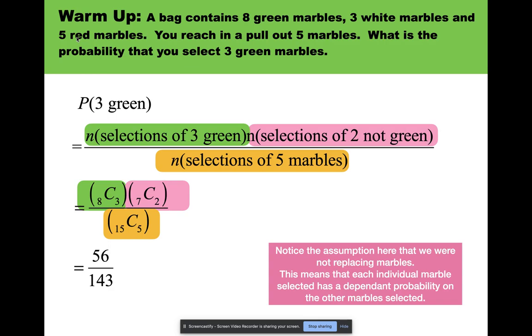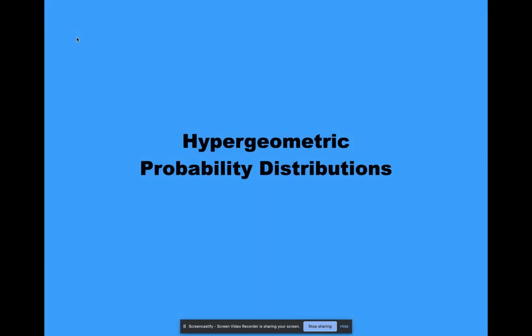So that is no longer an independent trial. Each trial now is considered one marble that you select, whether it's all at the same time or in a row, okay? So this particular type of probability distribution is called hypergeometric probability distribution.